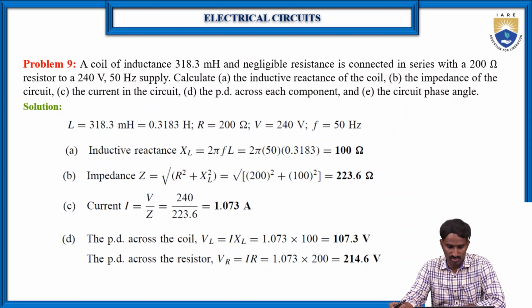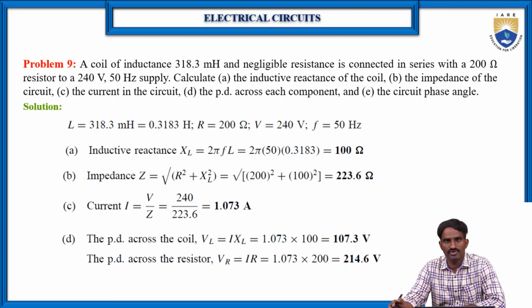Then coming to the ninth problem. Let me read it first. Of course, there are so many parameters that we need to calculate. A coil of inductance 318.3 millihenries and a negligible resistance is connected in series with a 200 ohms resistor to a 240 volts, 50 Hz supply. From this statement, we can understand this is an RL series circuit. Calculate the inductive reactance of the coil, the impedance of the circuit, the current in the circuit, the potential difference across each component, and the circuit phase angle.